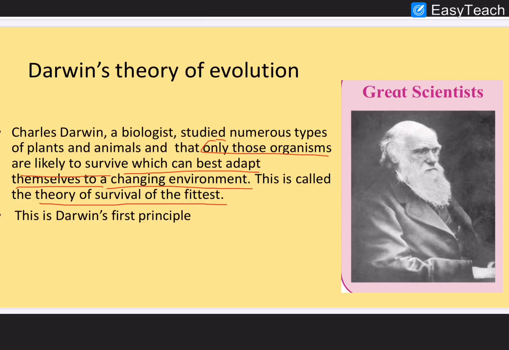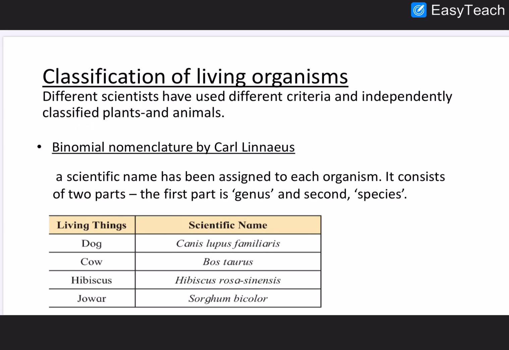So the theory of survival of the fittest is that only those organisms are likely to survive which can best adapt themselves to a changing environment. So this is Darwin's first principle, the theory of survival of the fittest. So this is for your general information.